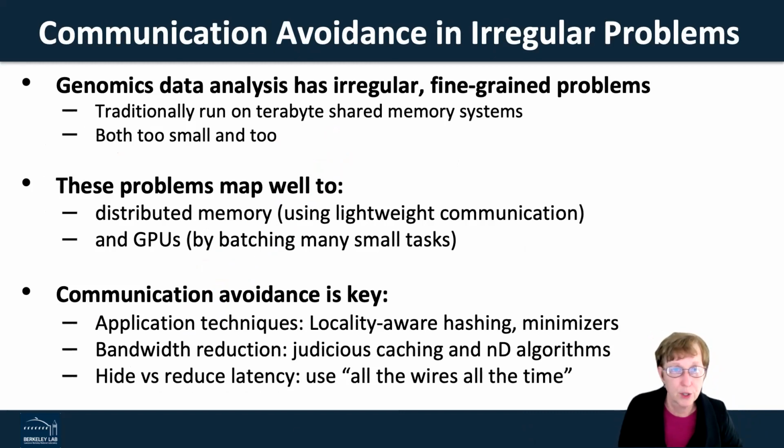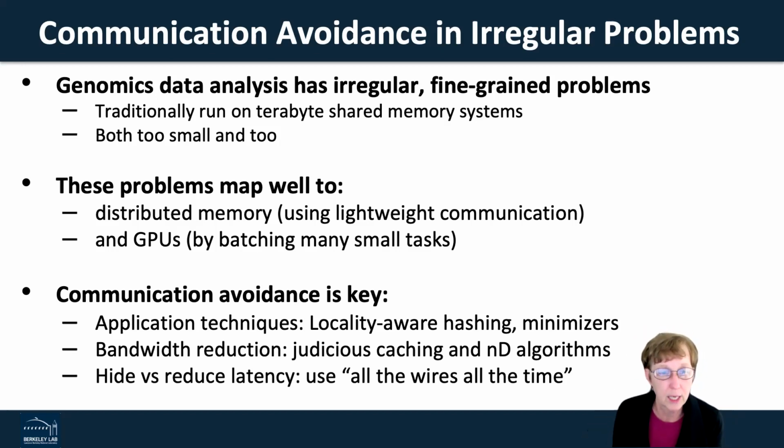So to wrap up, communication avoidance is still a very important problem in these irregular computations, which are represented by these genomic calculations. Traditionally, because of the complexity of these algorithms and the fact that they're building things like shared hash tables, they were often run on large shared memory systems. And I think we've been really pushing the envelope into these distributed memory systems, since the terabyte shared memory systems are both too small and too slow. These problems map well onto distributed memory hardware if you've got very lightweight communication, and even to GPUs, by thinking about the algorithms in a way of batching these very small lightweight tasks onto the GPU to give you these data parallel-like operations.